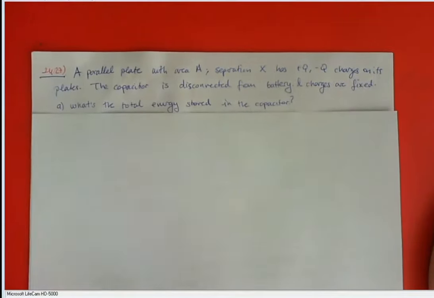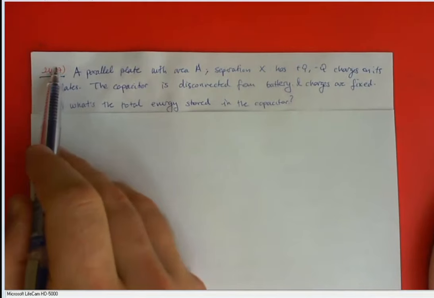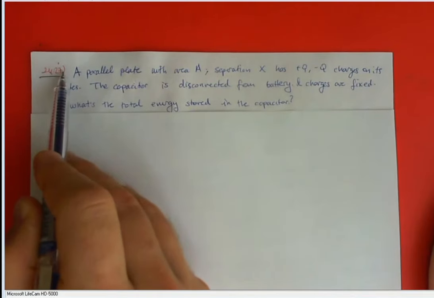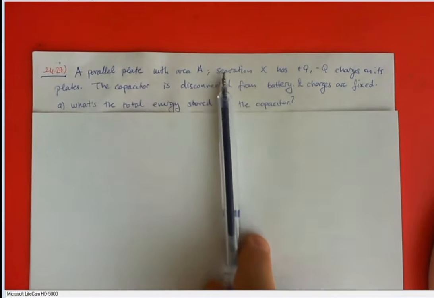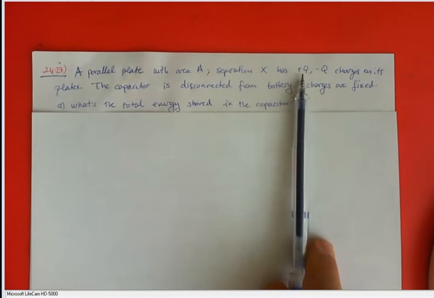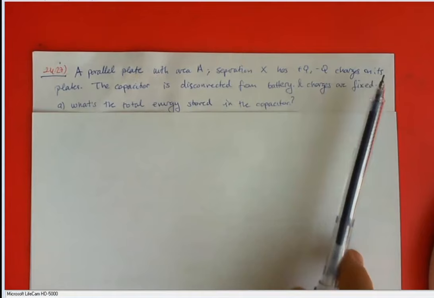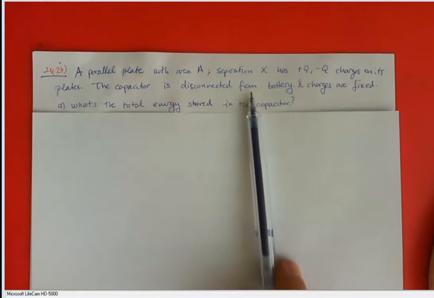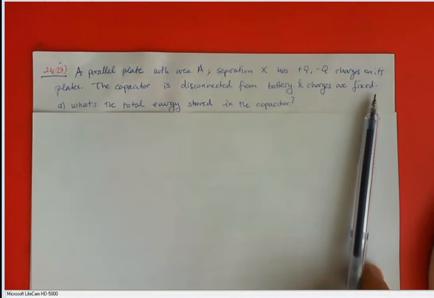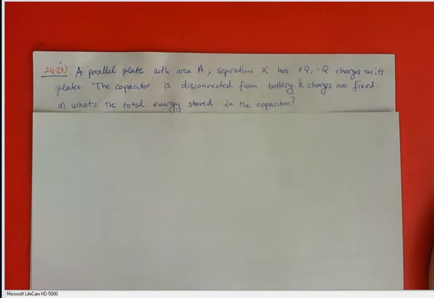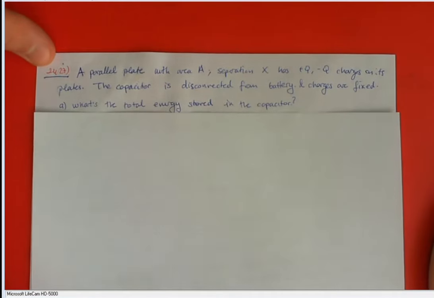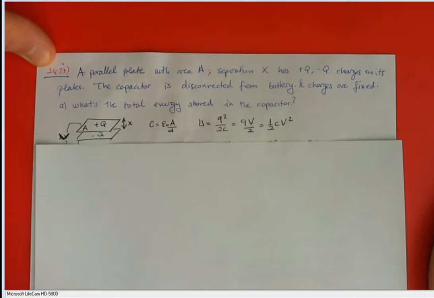That's from our book. That's the 24th chapter, and the question is the 27th question. So a parallel plate capacitor with area A, separation x, has plus Q and minus Q charges on it, and the capacitor is disconnected from the battery and the charges are fixed. What is the total energy stored in the capacitor? Okay, so we know what the energy is.